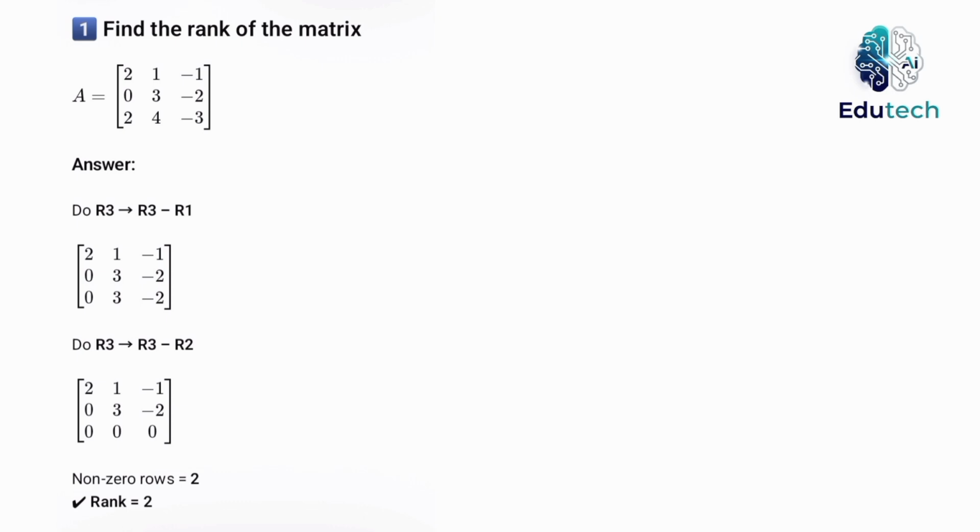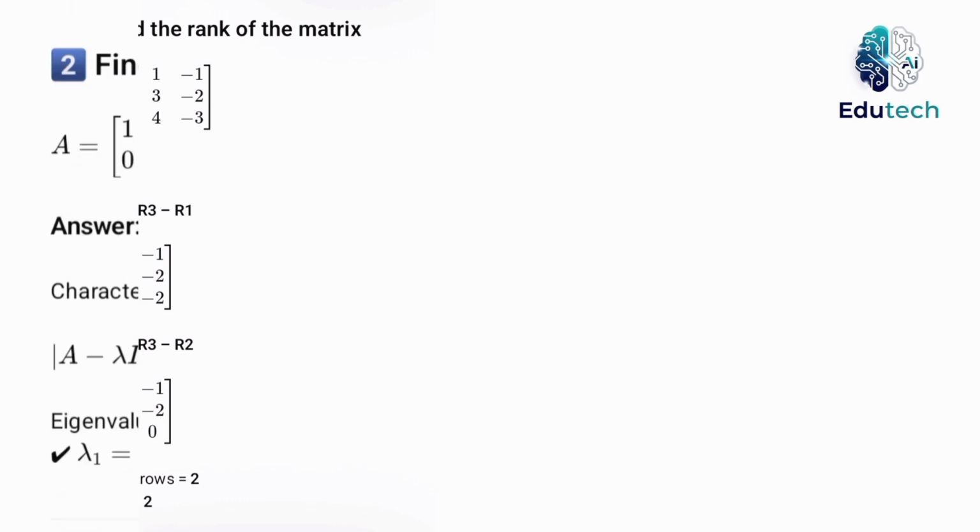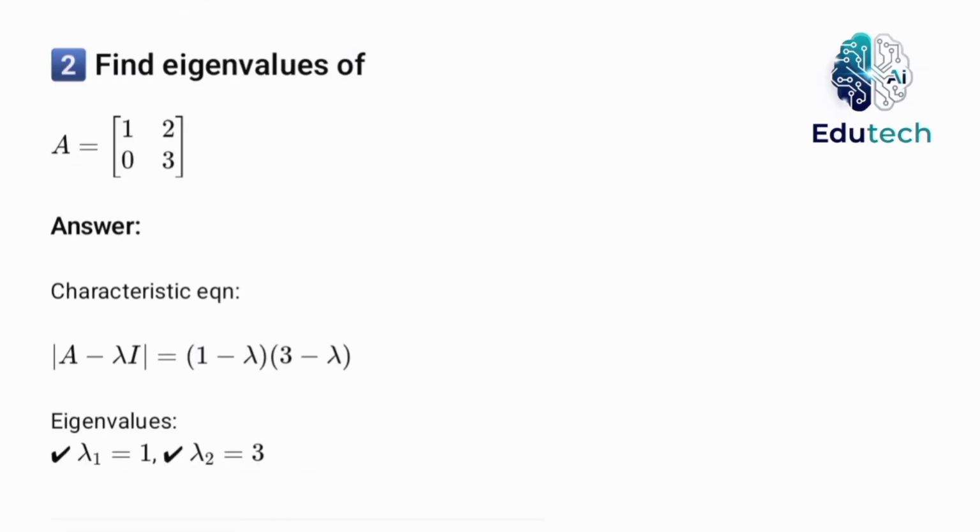The non-zero rows are 2. Then we can get the rank is equal to 2. Find eigenvalues of A is equal to matrix 1 0, 2 3. The characteristic equation is modulus of A minus lambda I is equal to 1 minus lambda into 3 minus lambda. So we can get the eigenvalues are lambda 1 is equal to 1 and lambda 2 is equal to 3.